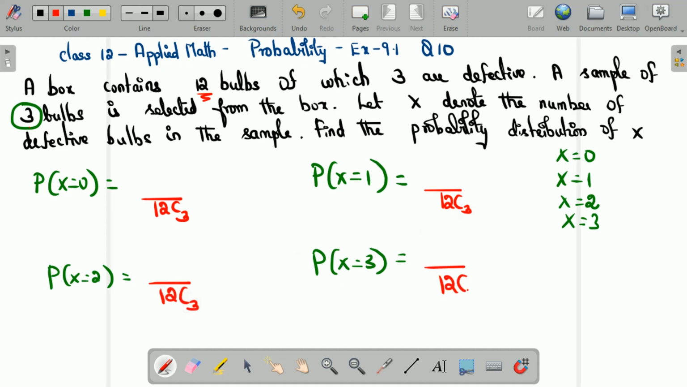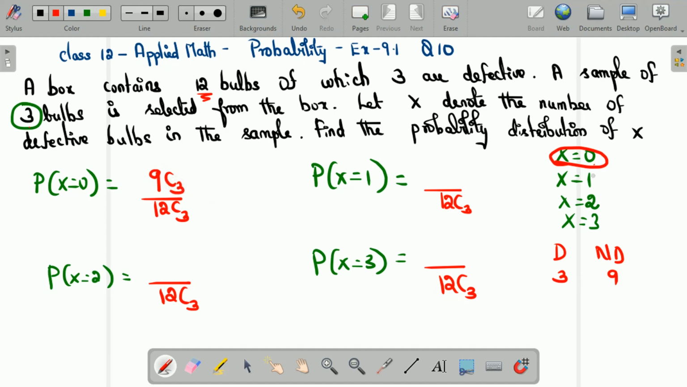Now let's find out what is the favorable outcome in each case. See, when X is equal to 0, which means we picked up no defective bulbs. Remember, out of the 12 bulbs, 3 are defective, which means the defective count is 3, and non-defective bulbs will be 9, taking the total to 12 bulbs. So if X is equal to 0, there are no defective bulbs, which means we have picked all the bulbs from this non-defective set. So the favorable outcome is going to be equal to 9C3.